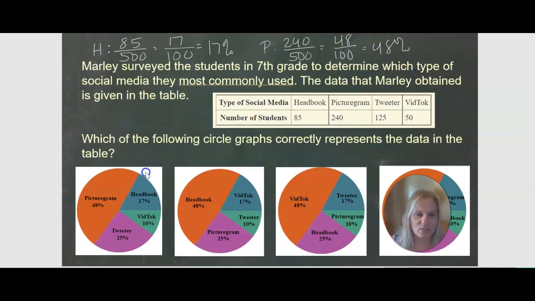All right, so can I tell so far? Which one has Facebook as 17 and pictogram as 48? All right, so far they all have that except for, oh wait, no they don't. Only the first one again. I know you may not be able to see all of the last one, but the last one has the 48% as Twitter. So once again, it's the first one.